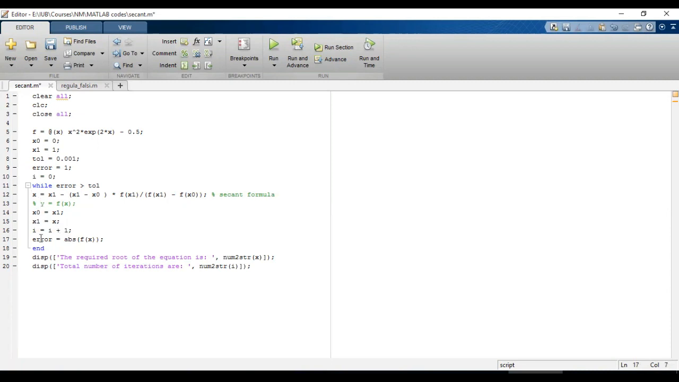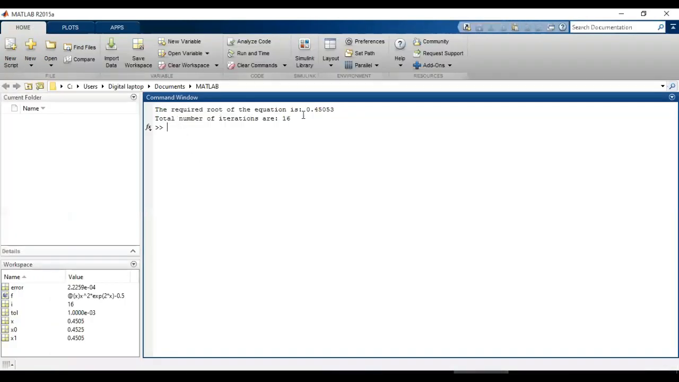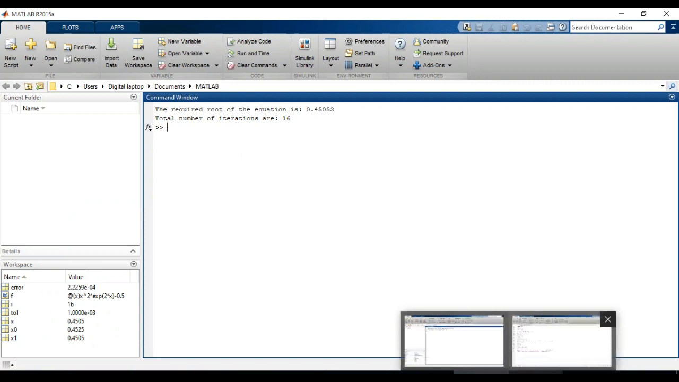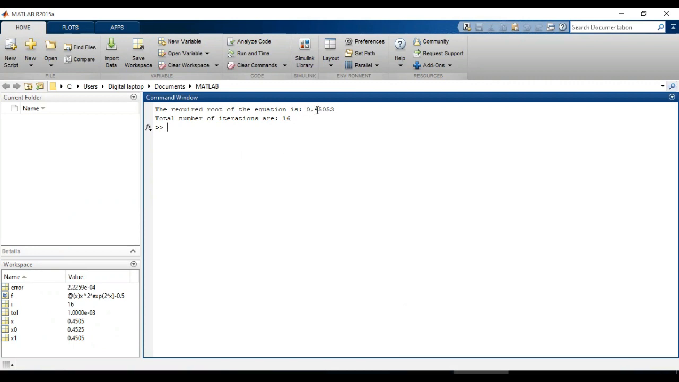And after each iteration, we will calculate the value of the function at the new point. And if that value is approximately equal to 0, or if this value is smaller than the tolerance, we will terminate the algorithm. So let's run this code. So you can see that the required root of the equation is 0.45, and the total number of iterations are 16. So our root lies in the range of 0 to 1.